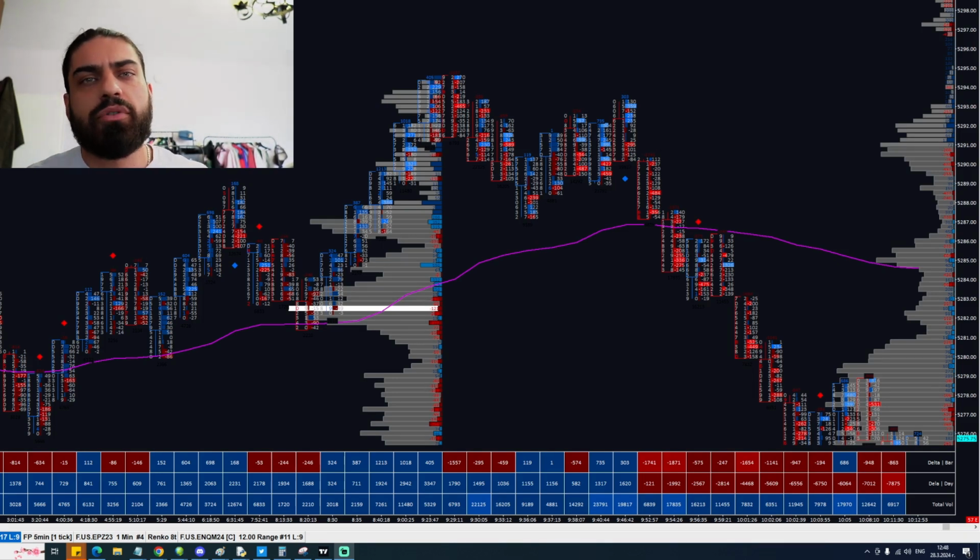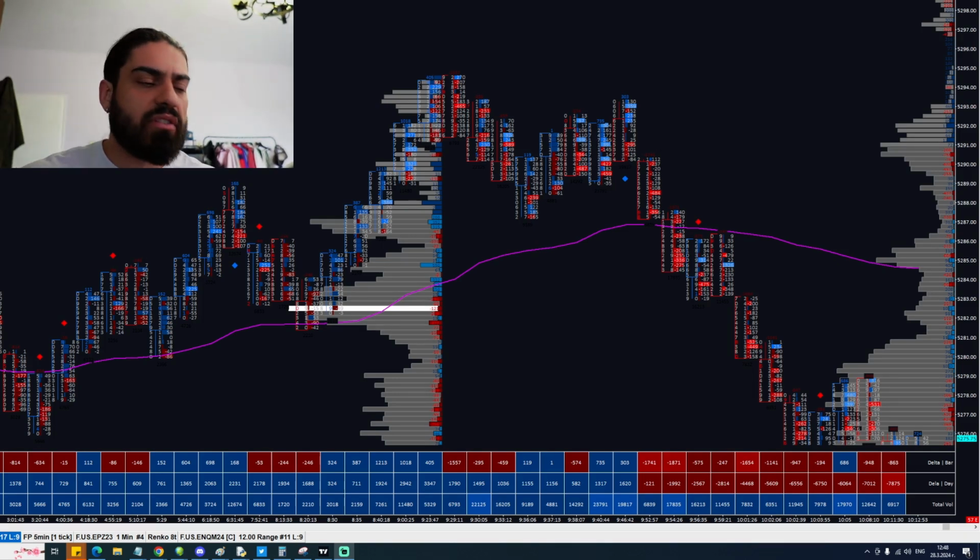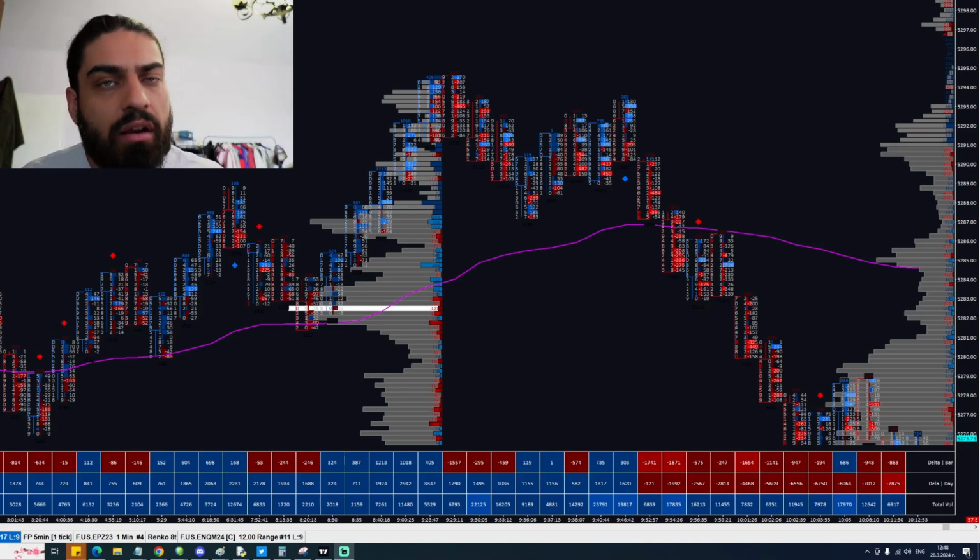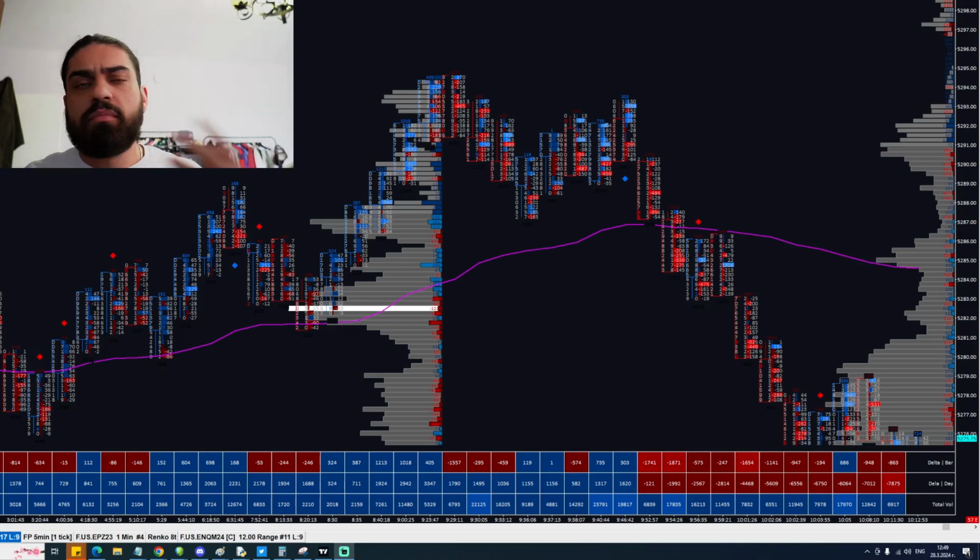And what I'm going to show you today is one of the ways, there are a few ways, to identify where the crowd is actually getting jammed up and the market's expected to reverse and go for a stop hunt rally or stop hunt drop.